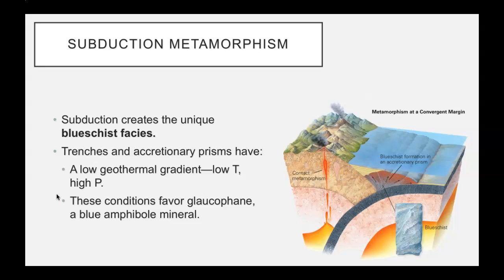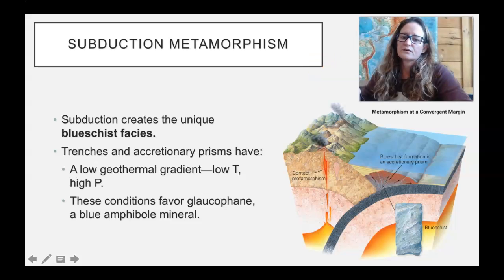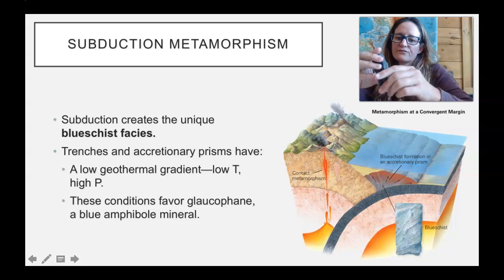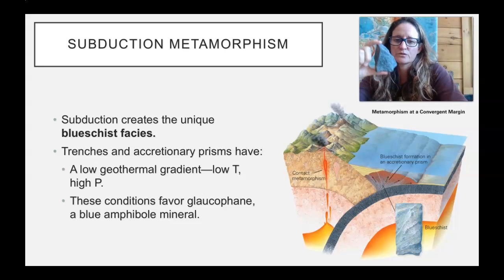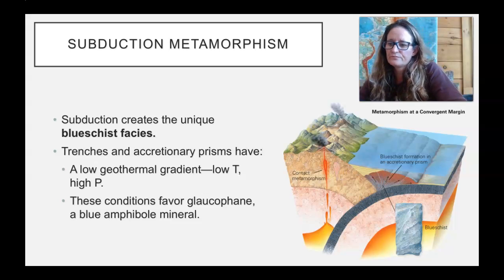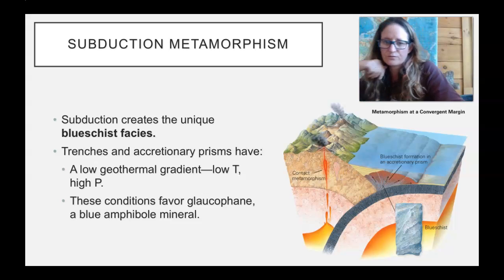The blue in the blueschist is the mineral glaucophane that occurs during that compression. Blueschist facies. Those are where the amphiboles get altered.